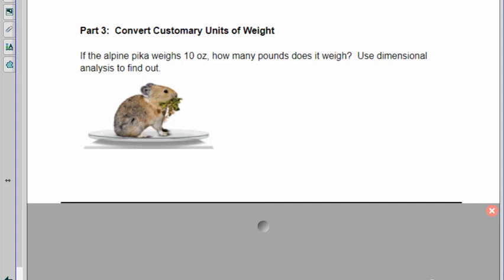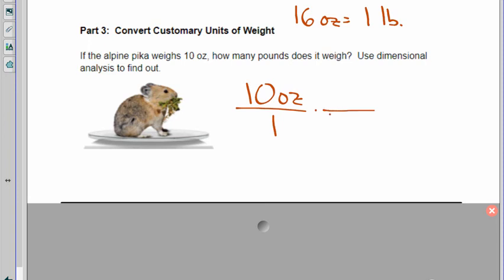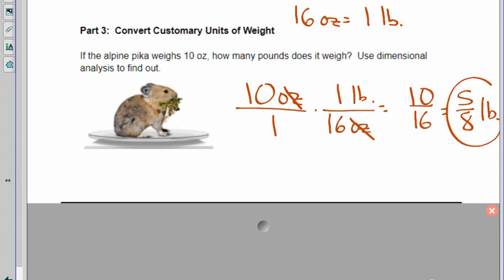All right, here we go. Now we're going to do some weight. We need to know that there are 16 ounces in 1 pound. And we have this pica that weighs 10 ounces. We want to know how many pounds that is. I want my ounces to cancel out. So 16 ounces goes on the bottom. 1 pound goes on top. And it looks like I end up with, ounces cancel out, 10 over 16. And I want to simplify that, right? Divide by 2. I get 5/8 of a pound for that pica.